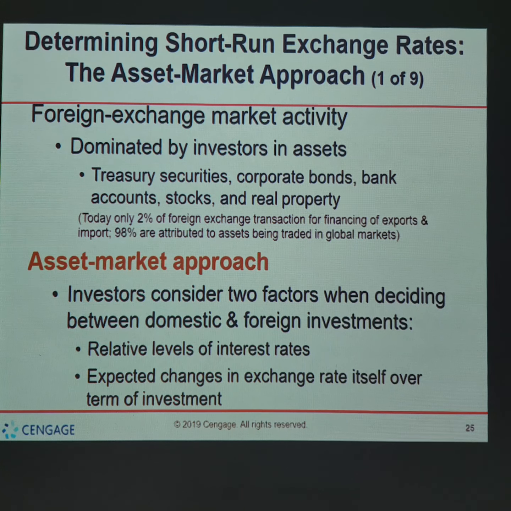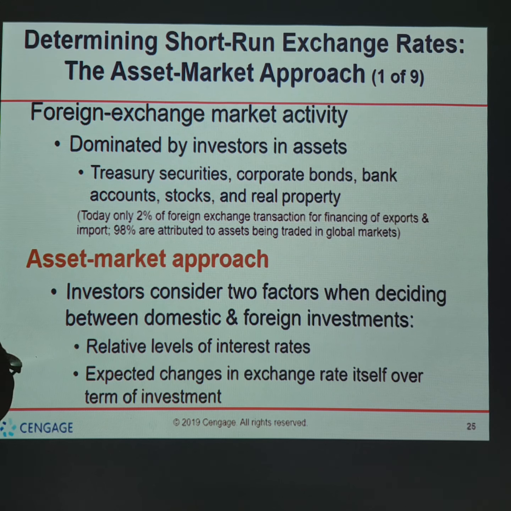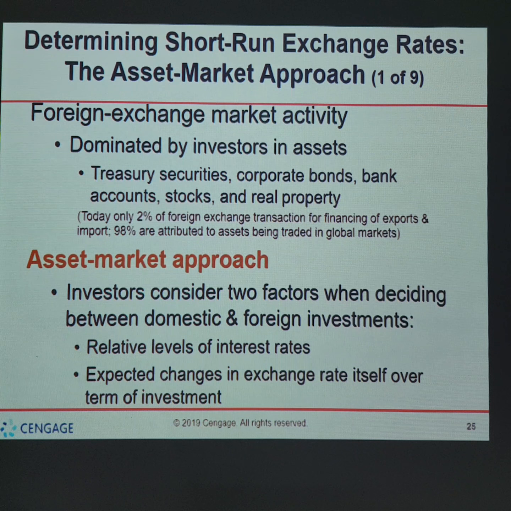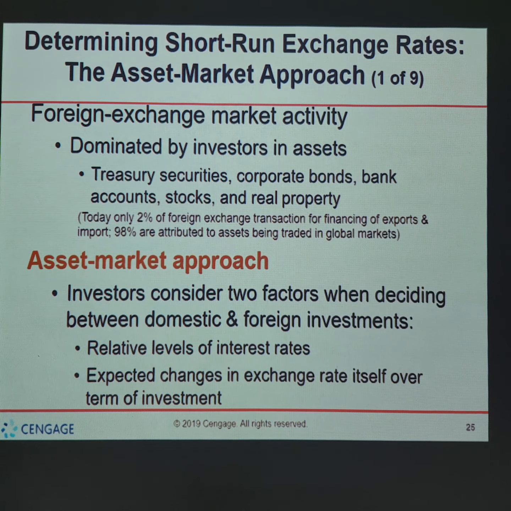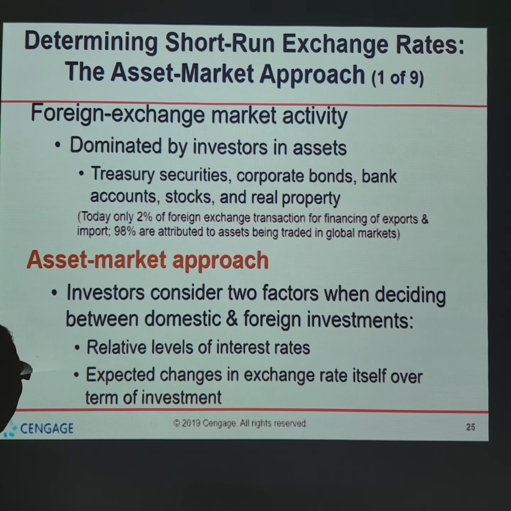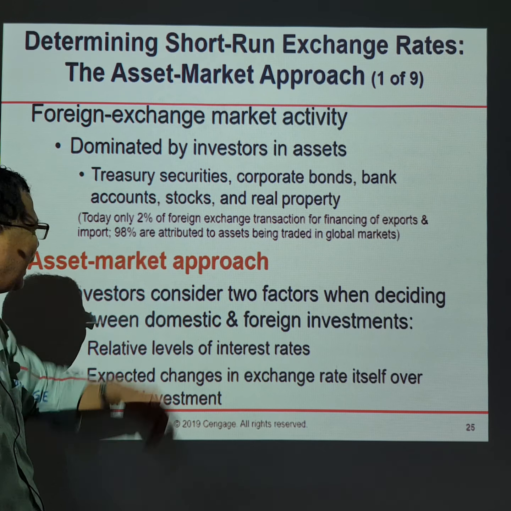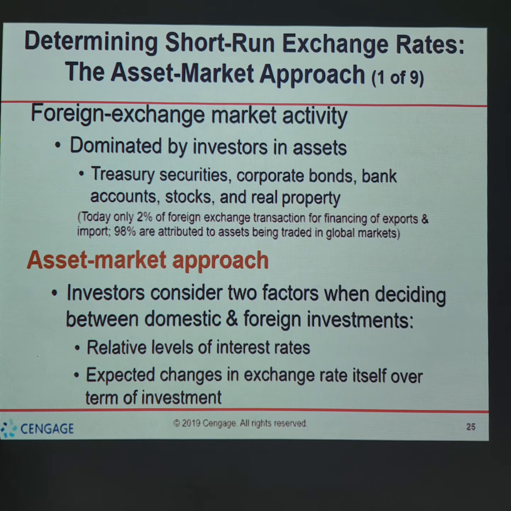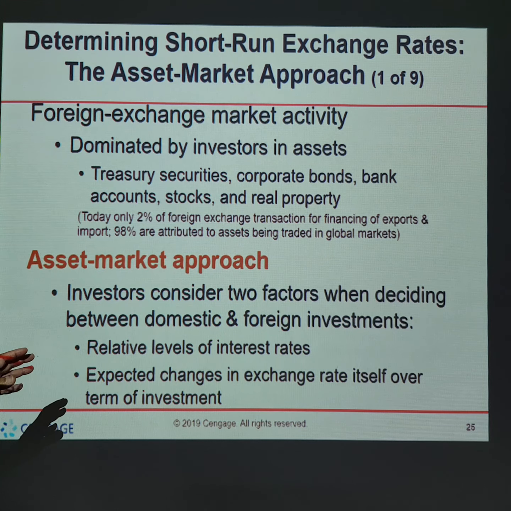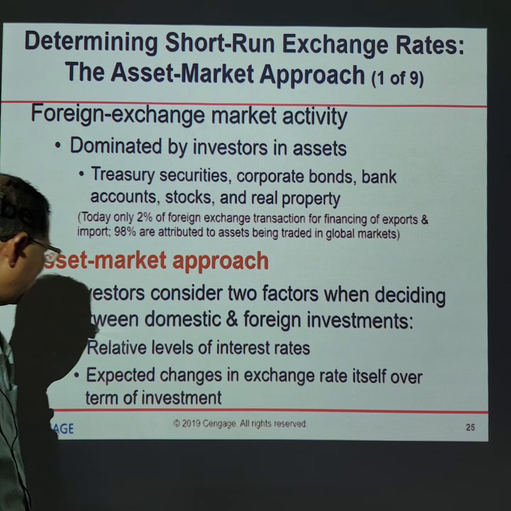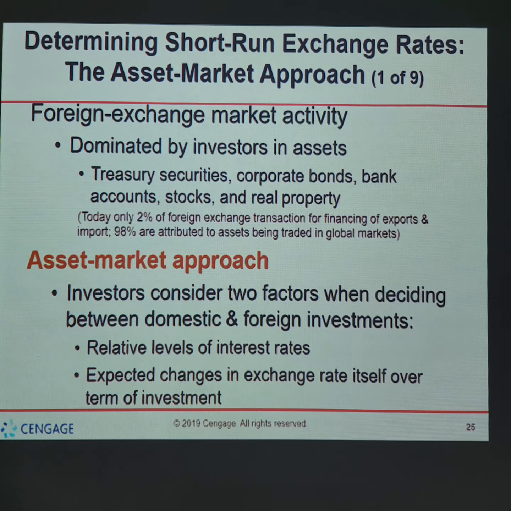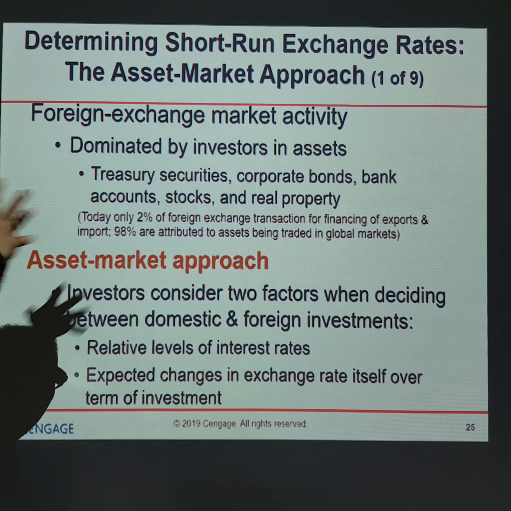Foreign exchange market activity is dominated by investors in assets: treasury securities, corporate bonds, bank accounts, stocks, and real property. Today, only 2% of foreign exchange transactions are for financing of exports and imports, while 98% are attributed to assets being traded in global markets. So, as a result, we're going to study the asset market approach. This is in the short run, I forgot to mention. We're done with the long run, now the short run.